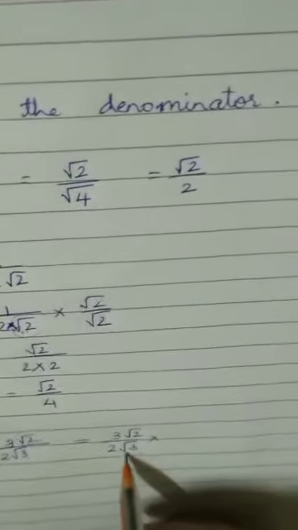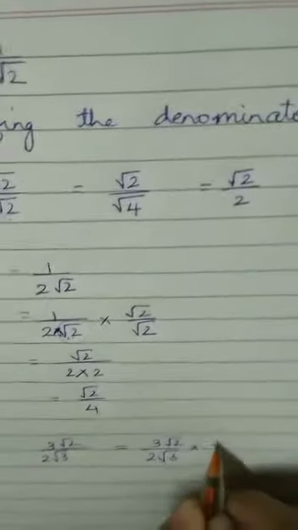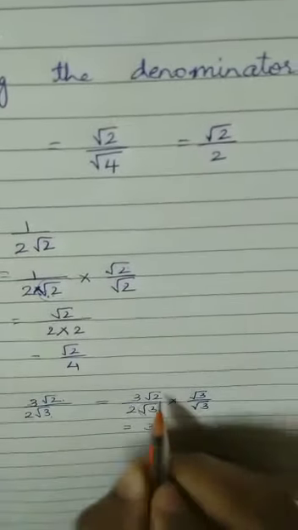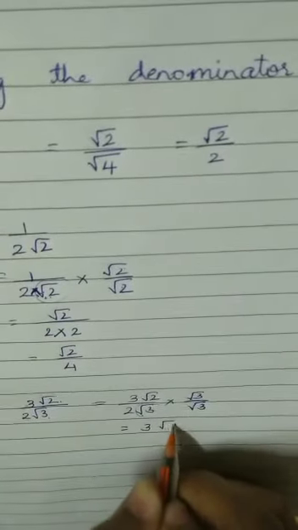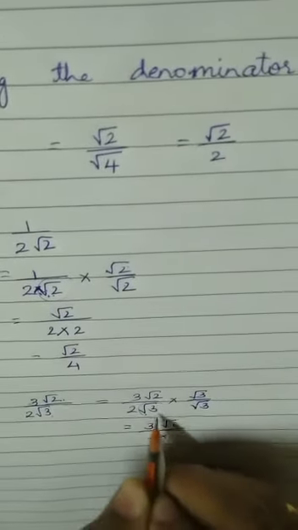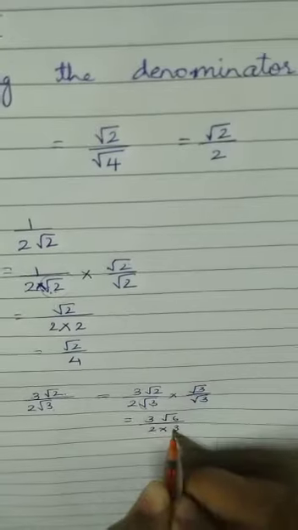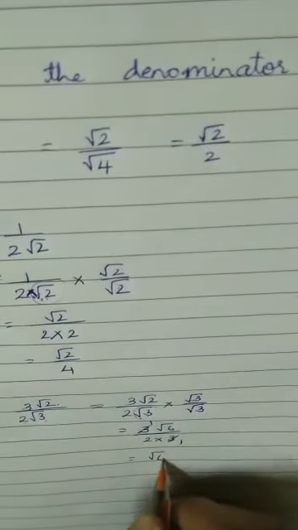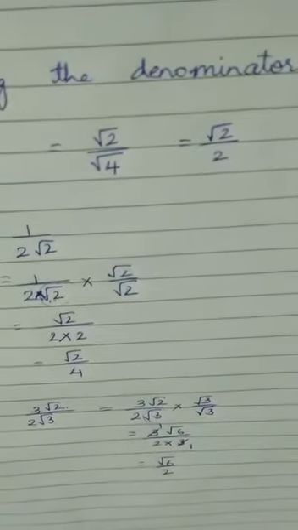That is why I am going to consider only root 3 and I will multiply and divide with root 3. This would give me 3 root 2 into root 3, which is root 6, upon 2 into root 3 into root 3, which is 3, which I can further simplify and I get my answer as root 6 upon 2. I hope this is clear.